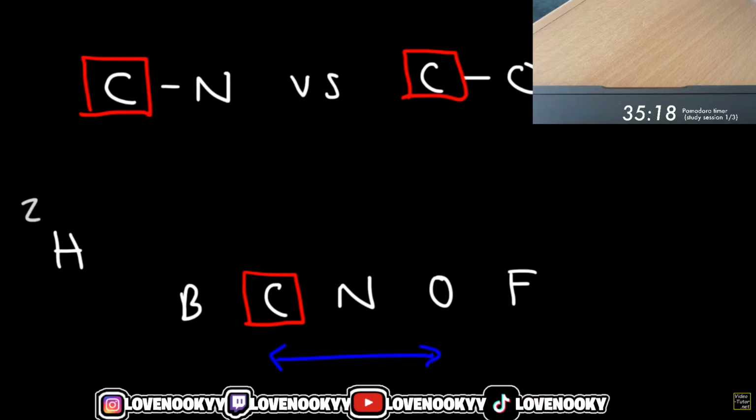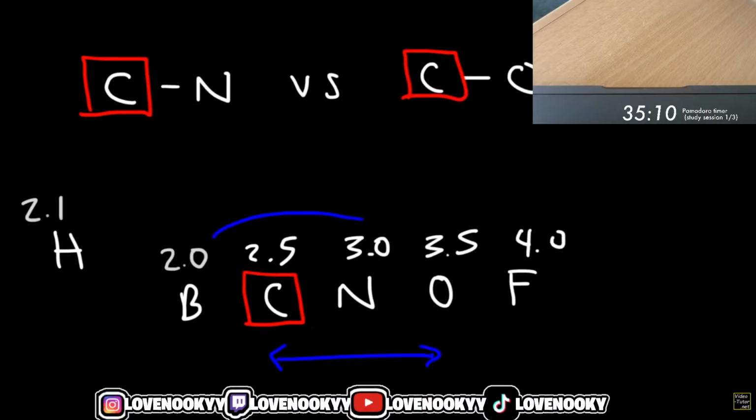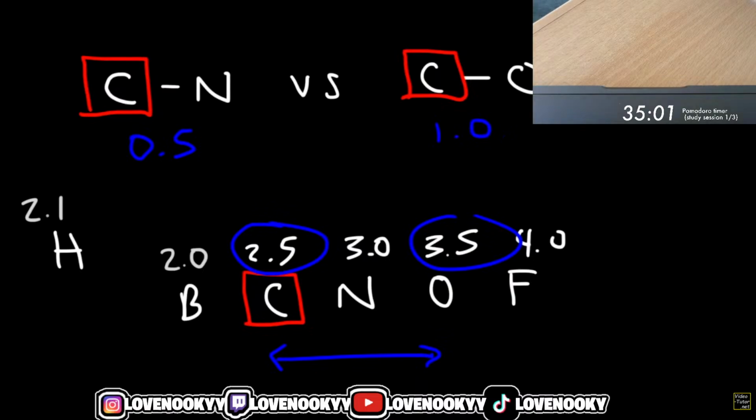Here are the numbers. Hydrogen is 2.1, boron is 2.0, carbon is 2.5, N is 3.0, O is 3.5, F is 4.0. The difference between these two numbers is only 0.5, but the difference between these two numbers is 1.0. Whenever you have two elements that are far apart from each other, typically they will represent a more polar bond than two elements that are closer to each other in the periodic table. So CO is the most polar out of the two that are listed here.